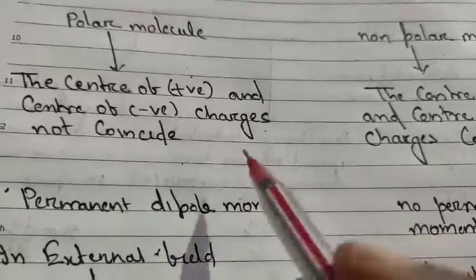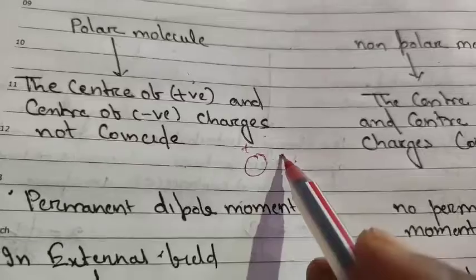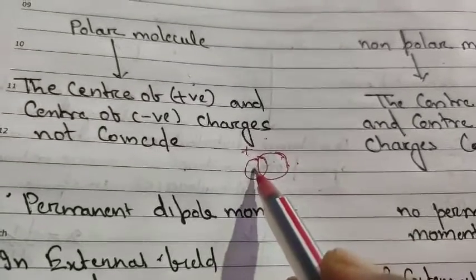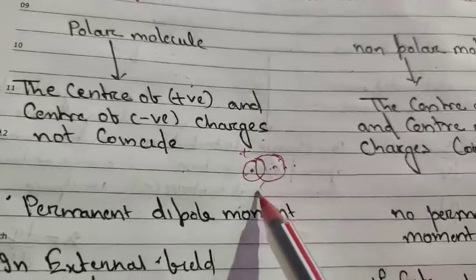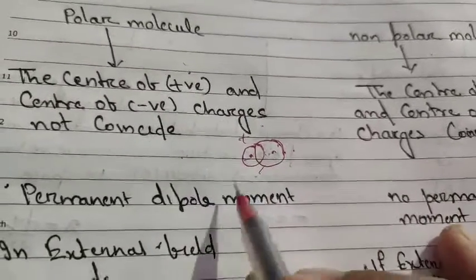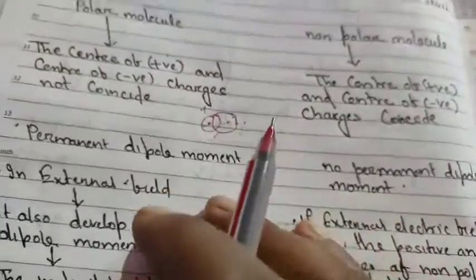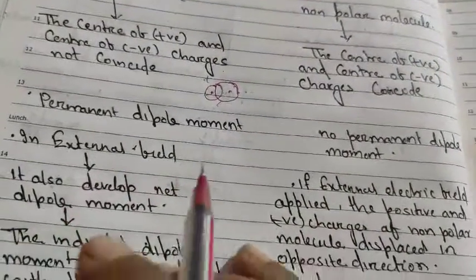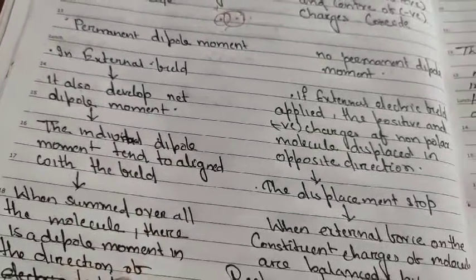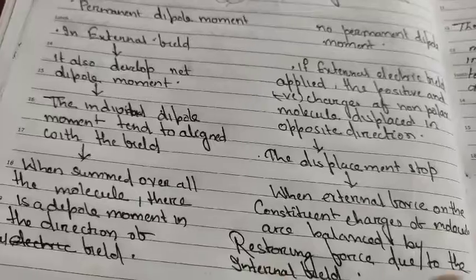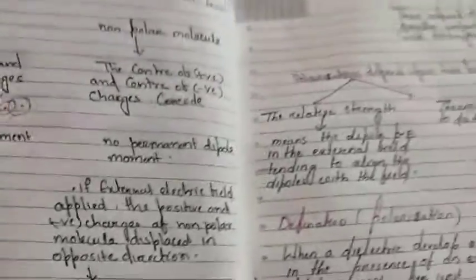Means suppose this is one positive charge, and then one negative charge. If their centers, this is the center, this is the center, are not coinciding with each other, that is known as polar molecule. They have a permanent dipole moment, and when you apply an electric field over it, what happens? They distribute their charges in a uniform manner such that a sum of dipole moments is created inside them.